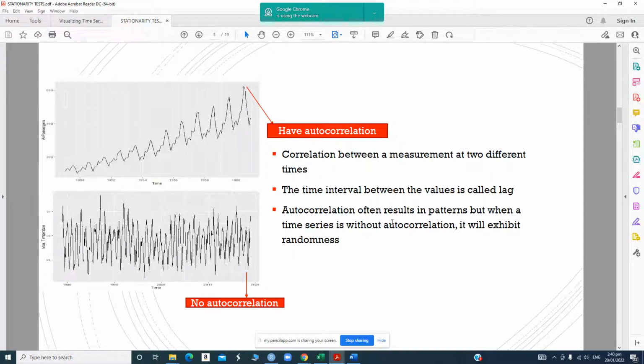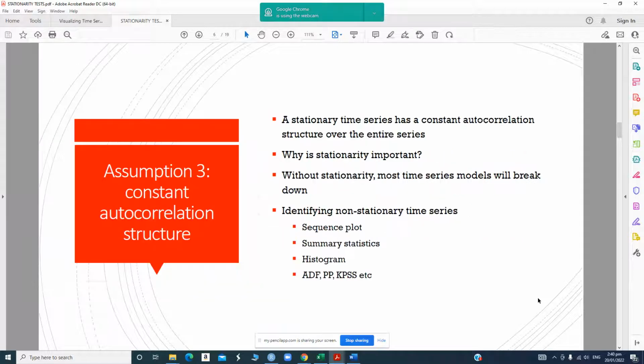So generally, autocorrelation results in patterns. For instance, if you look at the first one, we can see a rising trend in the pattern. But when a time series has no autocorrelation, then it exhibits some kind of randomness. The stationary time series has a constant autocorrelation structure over the entire series.